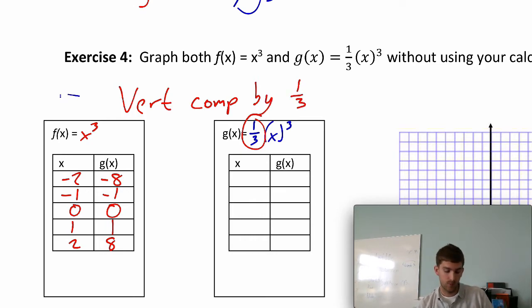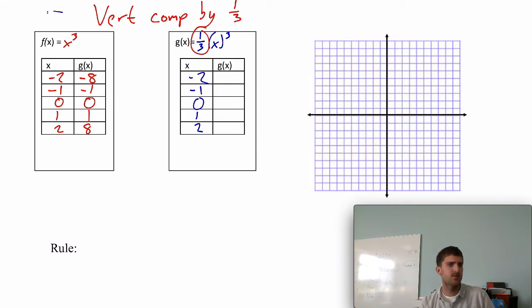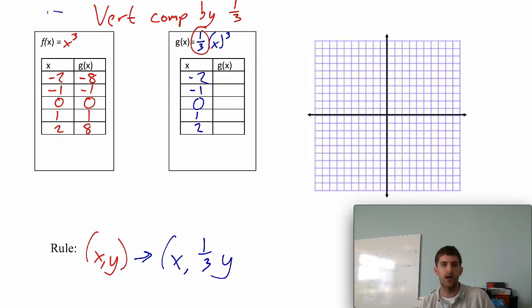The x values that we had, the -2, -1, 0, 1, and 2, don't need to change. Now we could go through and do all the decimals and all that good stuff, but what I'm going to have us do before that is, let's do the rule here. So our x and y coordinates from function f will change into, and since we're doing a vertical change here, the x coordinate in g is going to be the same as the x coordinate in f, so we already wrote those. The y values are going to multiply by 1/3, 1/3 times y. So we're going to do 1/3 times each of those y values.